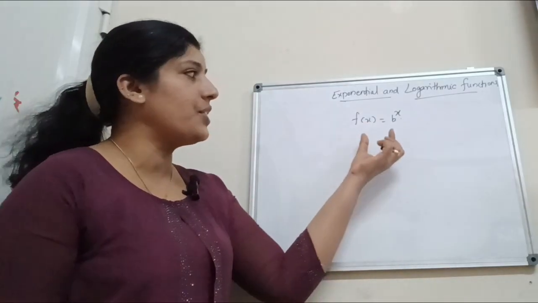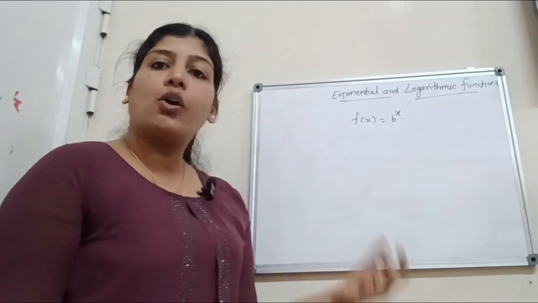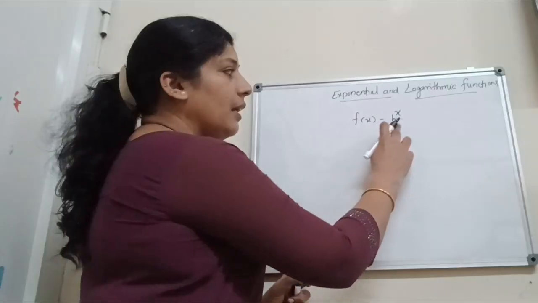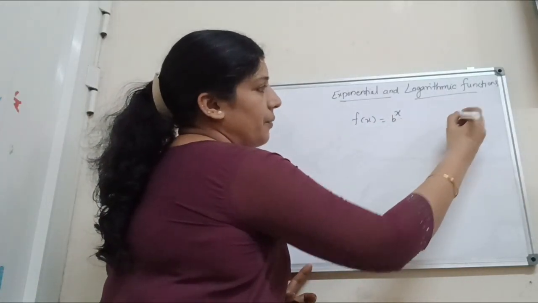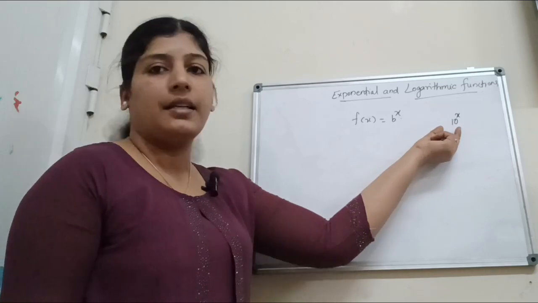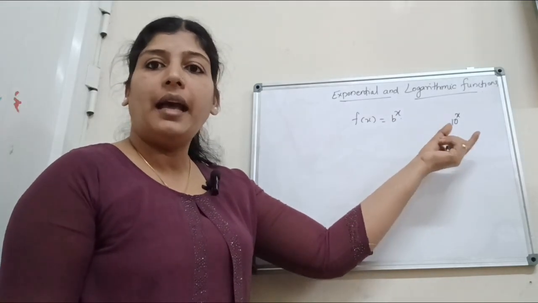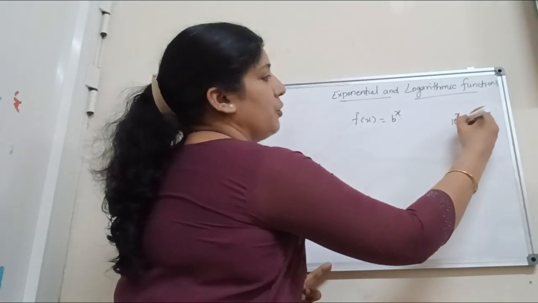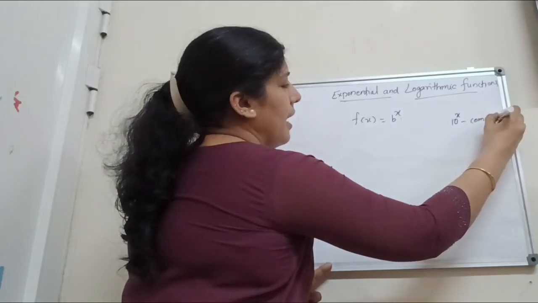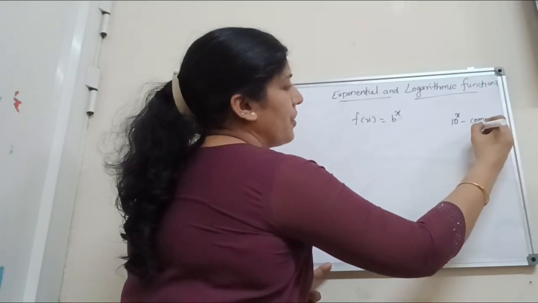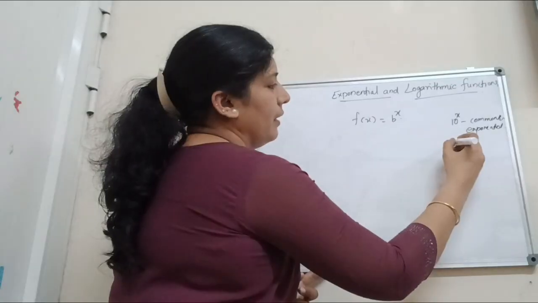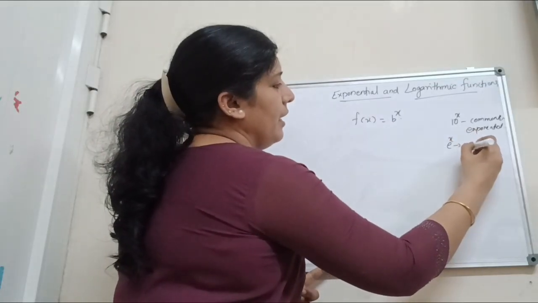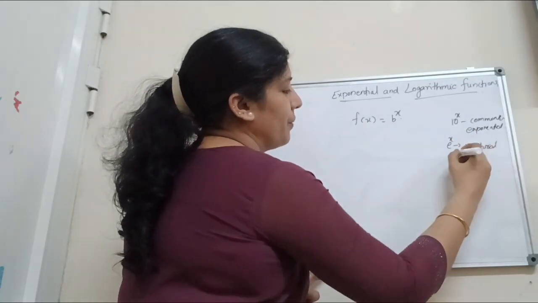An exponential function with base 10 is called the common exponential function. Here, b is the base of the function. Then 10 raised to x means the base is 10. It is called a common exponential function. That is, to the base 10, we call it a common exponential function. And to the base e, that is e raised to x, it is called a natural exponential function.